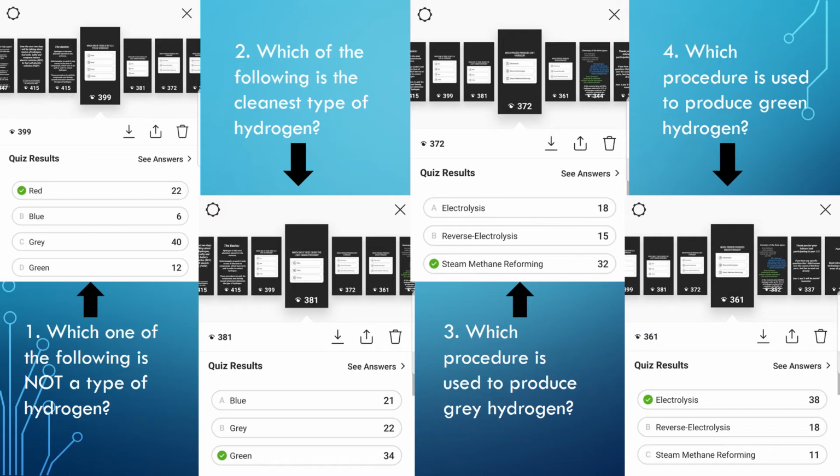The following 3 questions were answered correctly with a percentage of 44 to 57%. For those 3 questions, it seems like people were thinking logically, even though they might not have known the answer for sure. 44% of people answered green for the cleanest type, which is the second question, which is an indicator that the name was chosen wisely. For the production of gray hydrogen, almost 50% figured it was steam methane reforming, possibly because it included methane in the name.